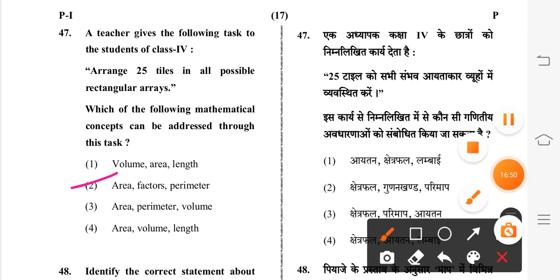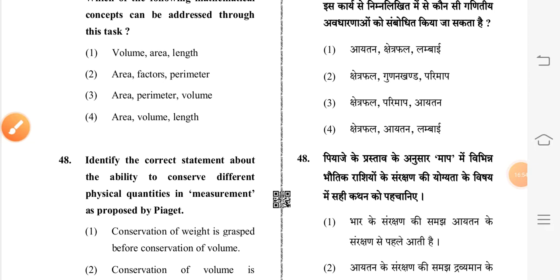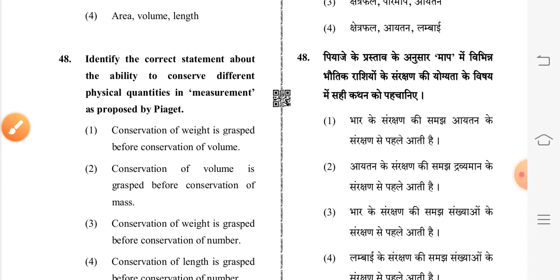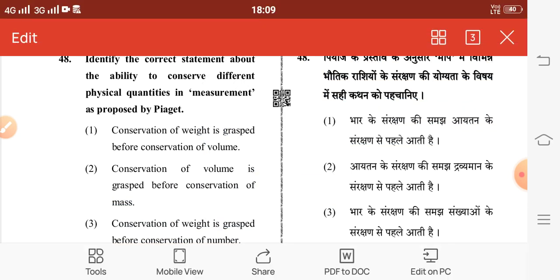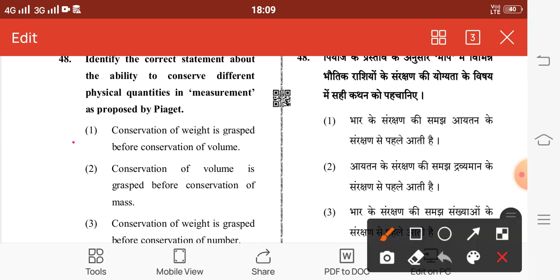Next question. Question number 48. Identify the correct statement about the ability to conserve different physical quantities in measurement as proposed by Piaget. First option is correct. Conservation of weight is grasped before conservation of volume.